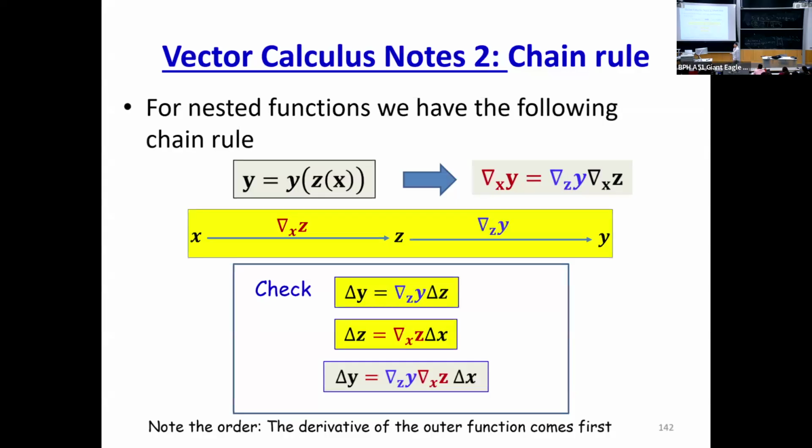Delta y is the derivative of y with respect to z times delta z. Delta z is the derivative of z with respect to x times delta x. So plugging this over here gives you delta y is the derivative of y with respect to z times the derivative of z with respect to x times delta x. So if I think of delta y as a function of delta x, the multiplicative factor is the derivative of y with respect to z times the derivative of z with respect to x. Right? Note the order. The outermost edge went first. And then as I walk backwards, I'm right multiplying. This makes sense to everybody?